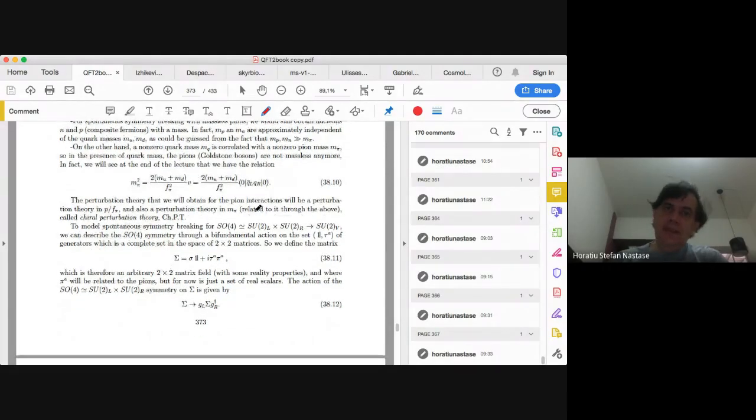On the other hand, the mass of the pion is related to the masses of the up and down quarks, because if one is 0, the other one is 0 as well. And in fact, at the end of the lecture, we'll show the relation that the pion mass squared is 2 times the mass of the up quark plus the mass of the down quark, divided by f pi squared, times this VEV V, the fermion condensate VEV V.